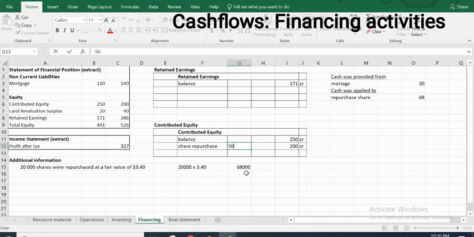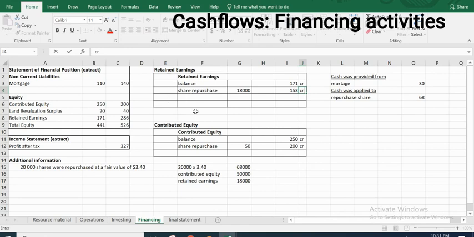Of that 68,000, 50,000 has come out of contributed equity. The rest of it must have come out of retained earnings. So that means $18,000 out of retained earnings. So I'm going to put this in to start off with. Share repurchase, and that's going to take my retained earnings down by 18,000. So it takes us down to 153 credit.